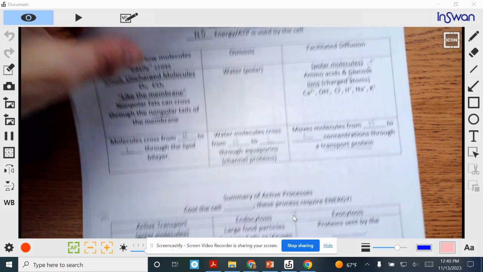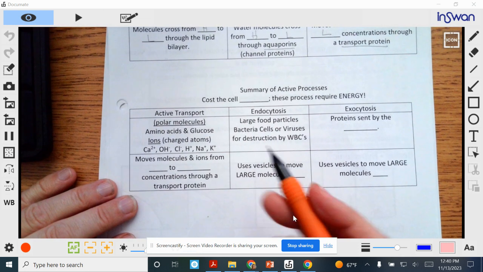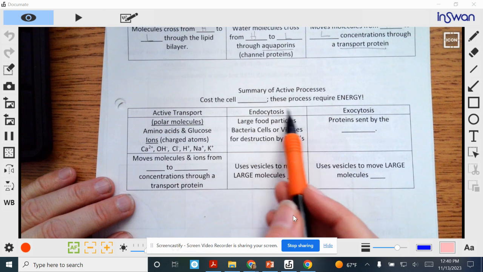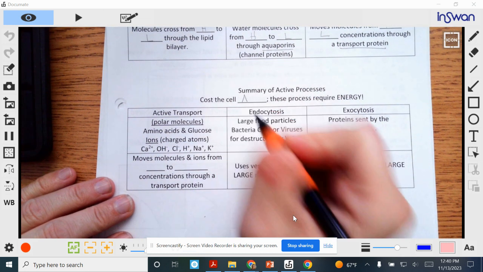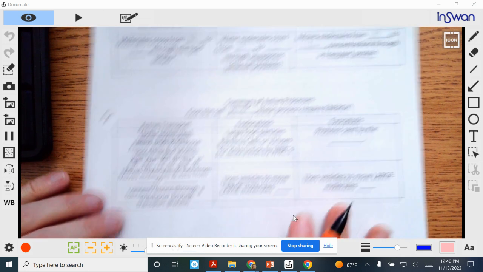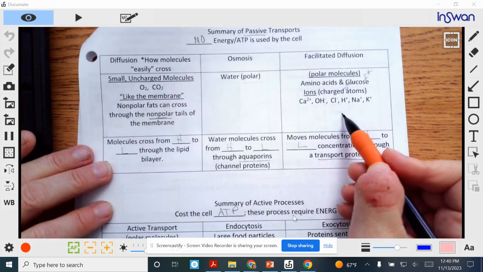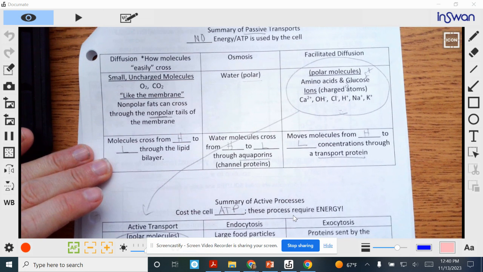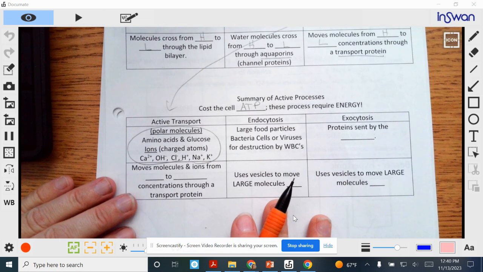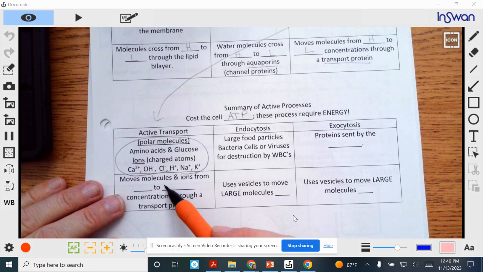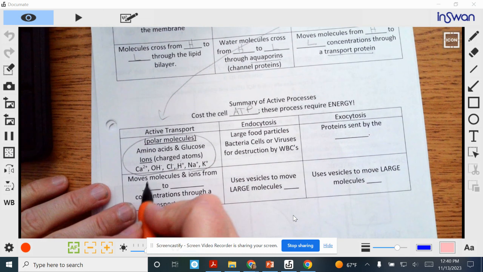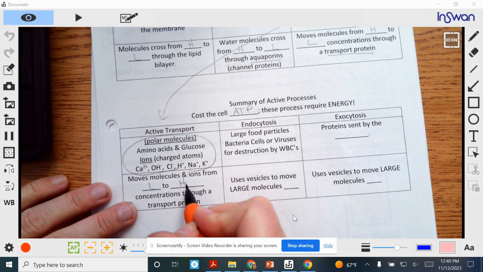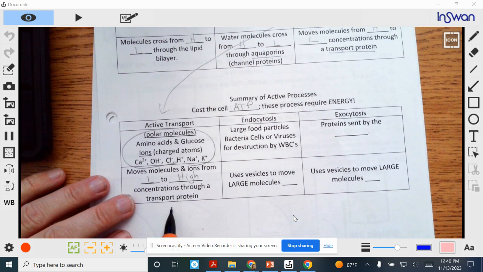Okay. And then down here, we talked about 3 processes that are considered active. Active transport, endo and exo, does cost the cell some ATP. And one thing I want you to note, notice that in these boxes, everything I wrote here is the exact copy of what's down here. So facilitated diffusion and active transport are the exact same thing. We're moving the exact same molecules through a transport protein. But if we need to highly concentrate them, if we need to move them from low to high concentrations through a transport protein, and it costs us some ATP, that's not facilitated diffusion.